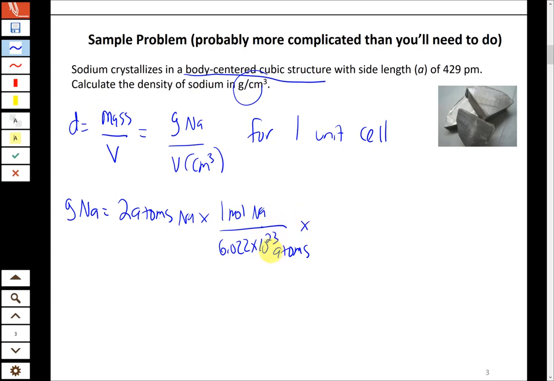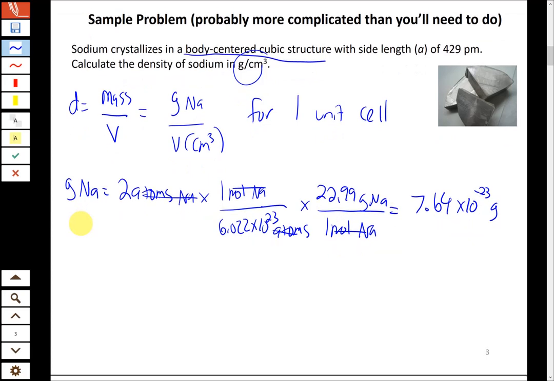And then once we have moles of sodium, we can use the atomic mass, which is 22.99 for sodium, straight off the periodic table, to get grams of sodium. So all we're doing here is figuring out the mass of the 2 atoms of sodium that would be in that unit cell. This, of course, is going to come out to a very tiny number because it's just a very tiny piece of sodium, one unit cell. But it's 7.64 times 10 to the minus 23rd grams. Okay? So that's the mass, and that's going to go in the numerator here.